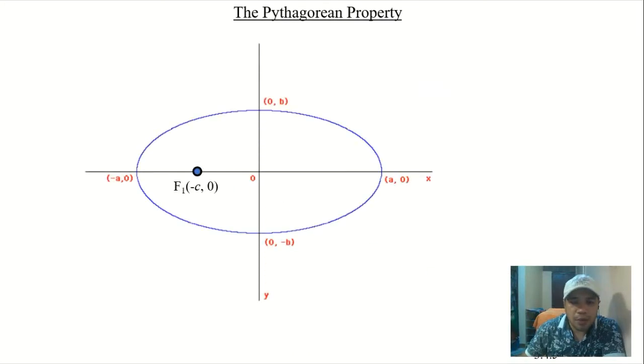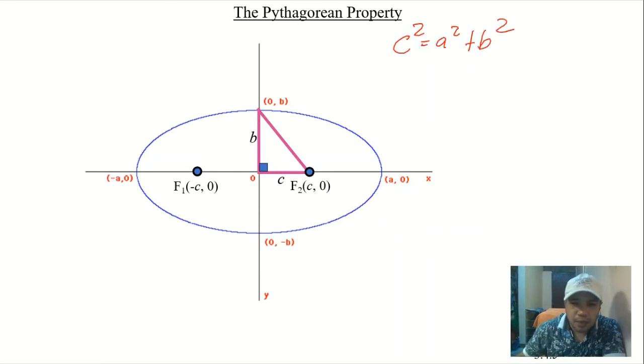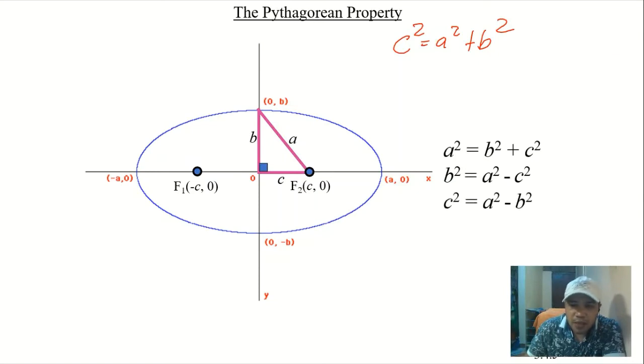Pythagorean theorem. How are we going to apply Pythagorean theorem? We all know that in terms of Pythagorean theorem, c squared is equals to a squared plus b squared. Pero this time, we will treat a as the hypotenuse. Kaya ang formula natin is a squared is equals to b squared plus c squared. Nag-interchange lang yung a and c, but still the same idea. So if we are to find a squared, that is b squared plus c squared. If we are to find the b squared, that is a squared minus c squared. And finally, c squared is equals to a squared minus b squared.